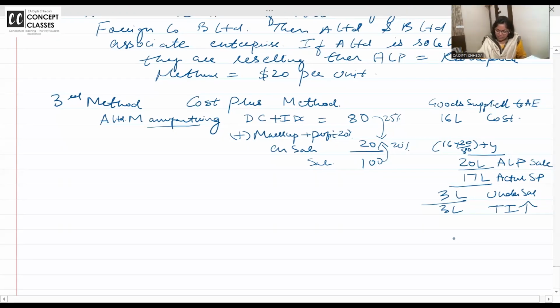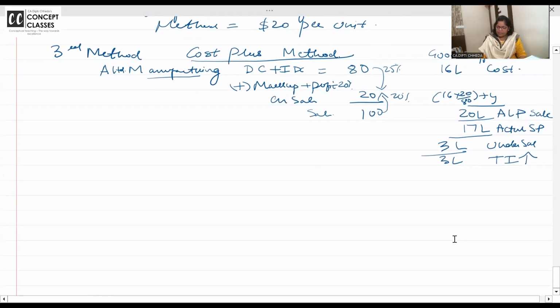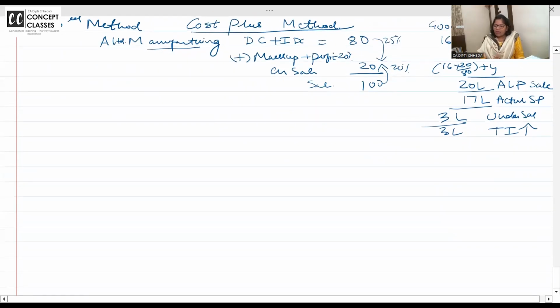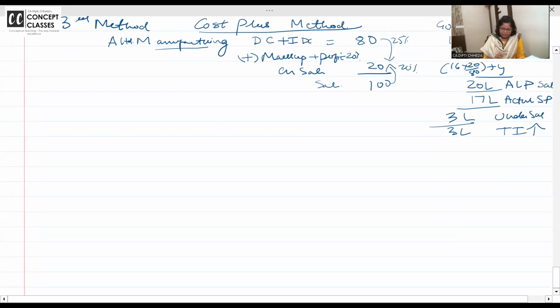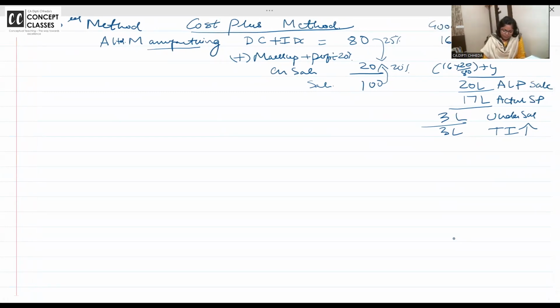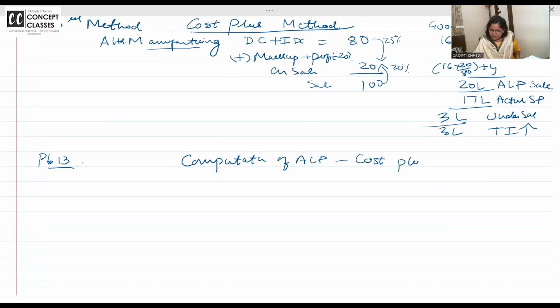This is the third method called as cost plus method. Now this can start with the main answer or this can start with the working. Working से शुरू करेंगे. Computation of the arm's length price by which method? Cost plus method.